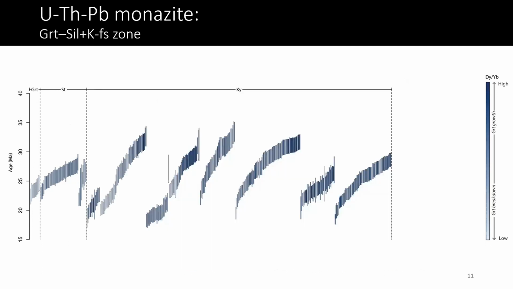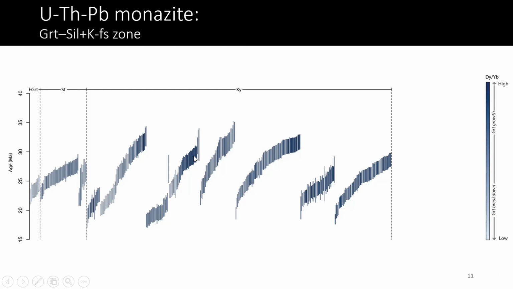Most of our results are from the kyanite zone here. So the coloring on these maps relates to the dysprosium-ytterbium ratio. So that's a middle to heavy rare earth element ratio. And we can use that as an analogy for garnet growth and breakdown. So when garnet grows, it takes in our heavy rare earth elements. So increasing dysprosium-ytterbium ratios, we relate to garnet growth. And then when it breaks down, it releases those heavy rare earth elements back out. So lower ratios for garnet breakdown.